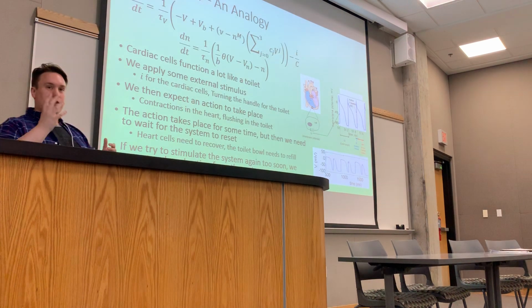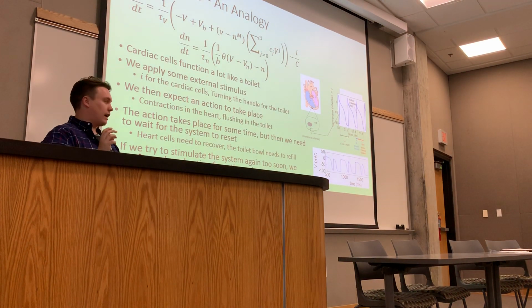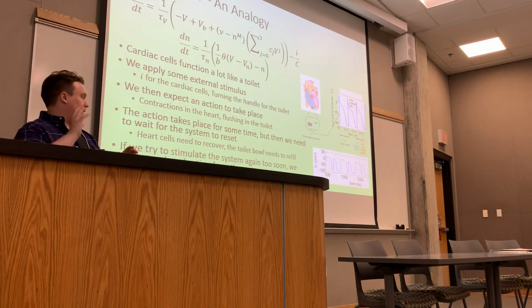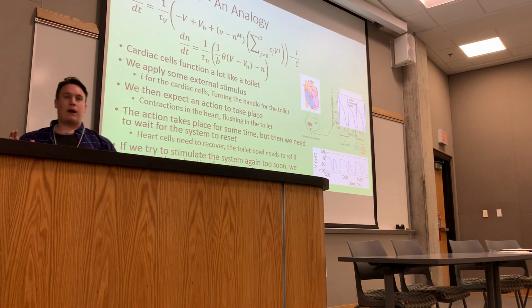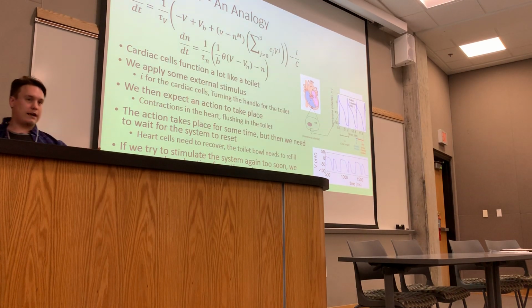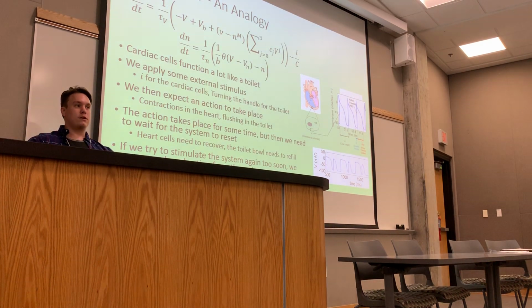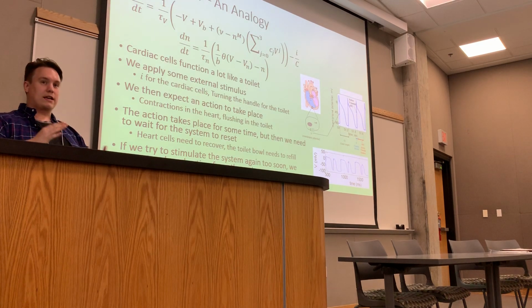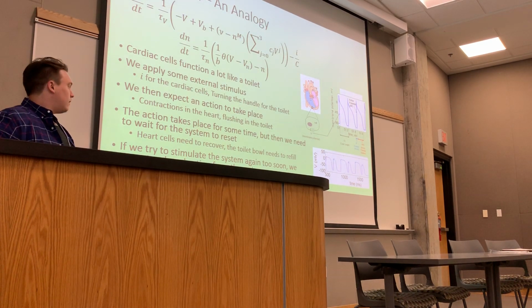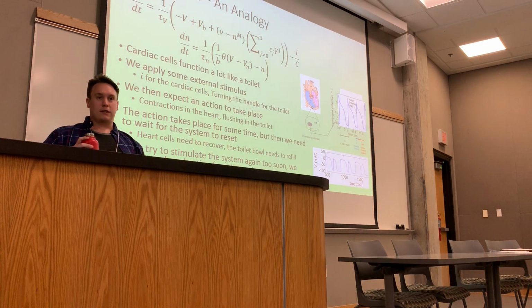But if we start applying those stimuli closer and closer together in time, we move down to the bottom one, you can see that odd pattern where we have a long action potential and then a short action potential, and then a long action potential and a short action potential. That period 2 cycling is bad. We don't want our heart to do that. And it's referred to as alternans in cardiac tissue.